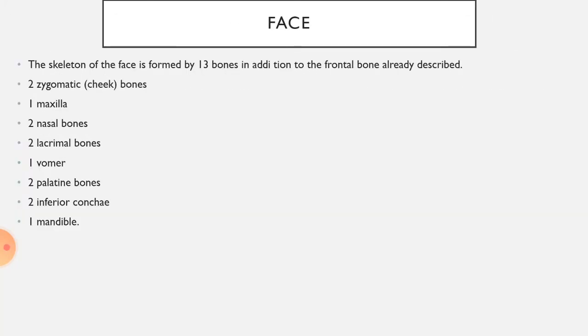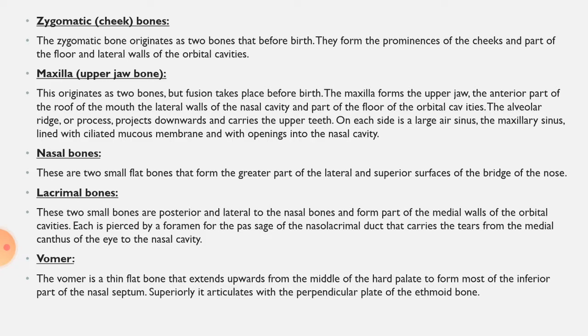Now we will discuss the bones of the face. Zygomatic bones. The zygomatic bone originates as two bones before birth, and after that they fuse. They form the prominences of the cheeks and part of the floor and lateral walls of the orbital cavities. Maxilla, which is the upper jaw bone, originates as two bones, but fusion takes place before birth. The maxilla forms the upper jaw, the anterior part of the roof of the mouth, the lateral walls of the nasal cavity, and part of the floor of the orbital cavities.